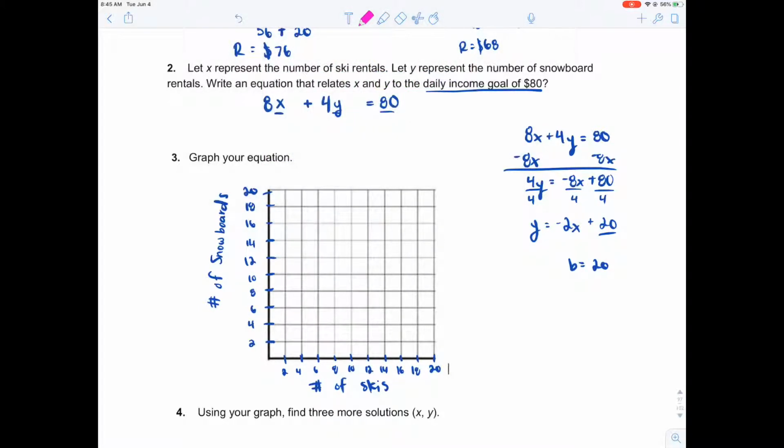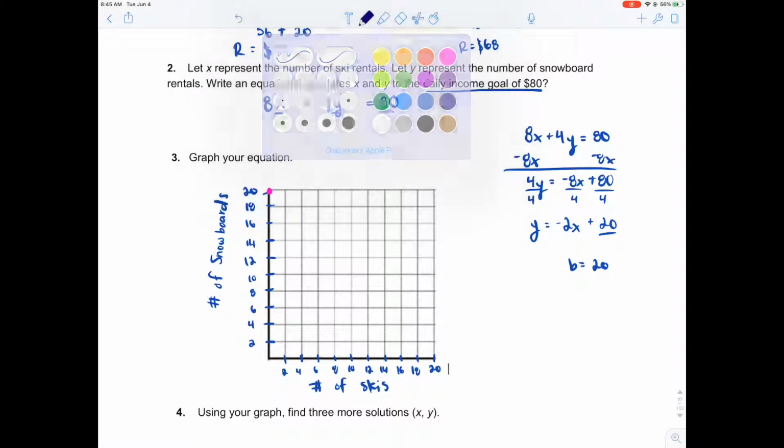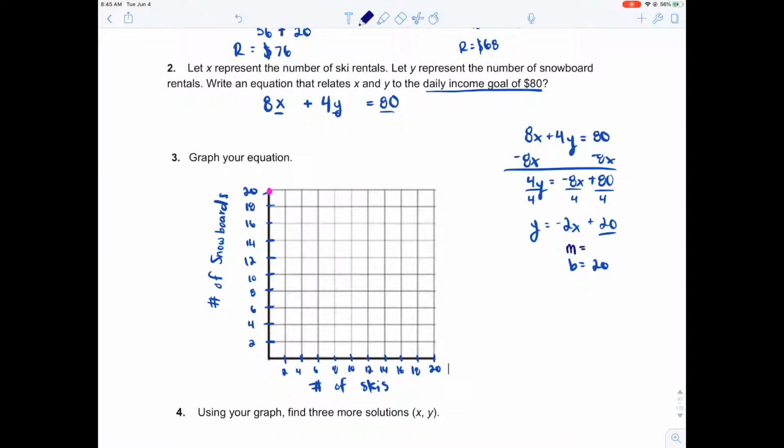And I'm going to change colors here. There we go. So there's my first point. And my slope is going to be -2. Okay, I'm going to write that down here. M is equal to -2, which is the same as -2 over 1. So this slope makes me want to go down 2 and then to the right 1. So that's what I'm going to do.